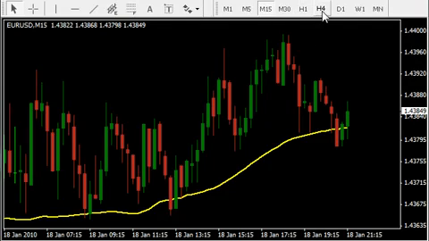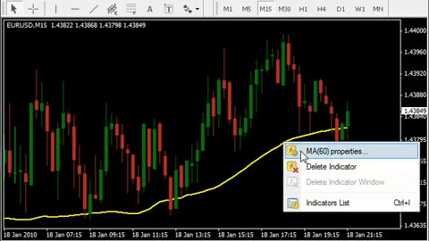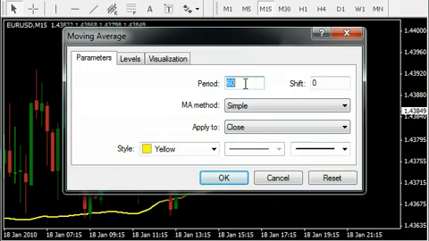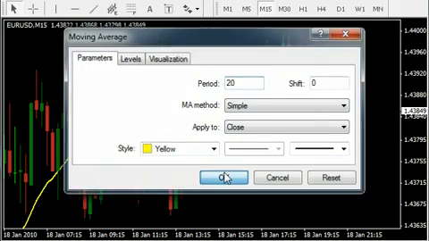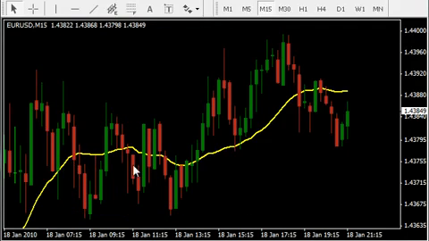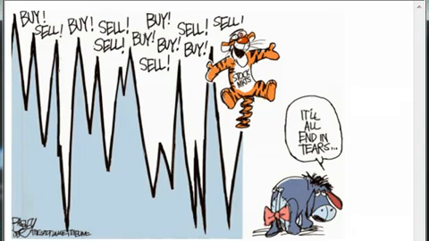Now, that being said, you have to choose which average you're going to use. I quite often use the 20, and if I use the 20 here, you can see it gets a bit messier. What this would do is give me more opportunities to take short trades and to take long trades. It doesn't mean I'm wrong choosing a different moving average, it just means that I'm going to get into more trades.